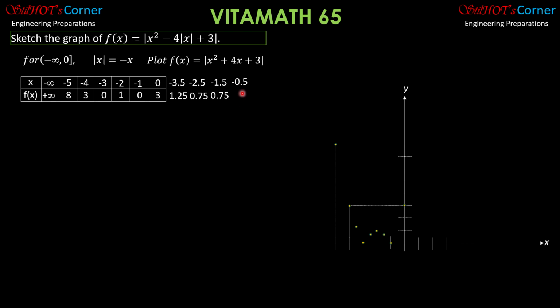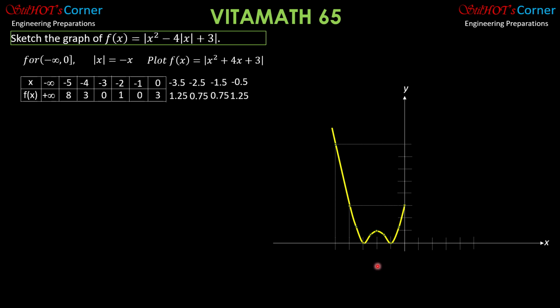When x is negative 0.5, so 0.25 minus 2, negative 1.75 plus 3, 1.25. Absolute value of 1.25 is 1.25. So let's insert negative 0.5, then 1.25. So the graph can now be sketched as shown.